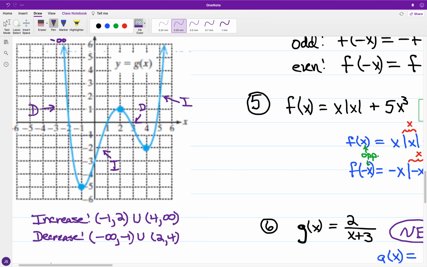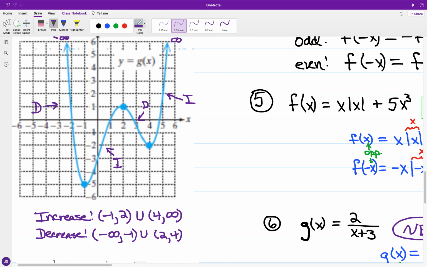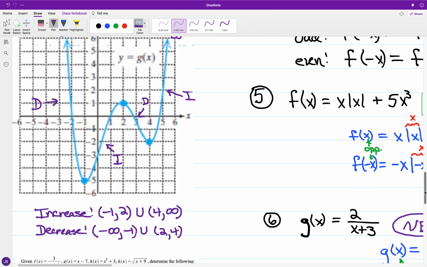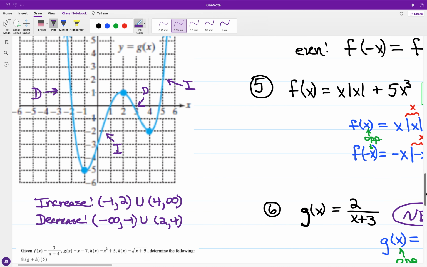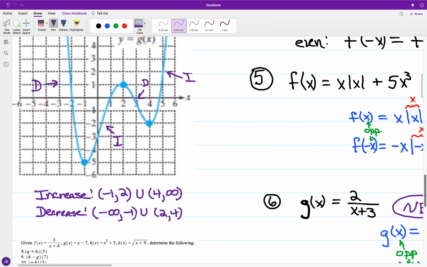Again, the increase you have between these values of x, -1 and 2, and also going past 4 and proceeding out to infinity. The decrease you have between -infinity and -1, and then between x at 2 and x at 4. And again, the parentheses are the only grouping symbols we use for increase and decrease intervals. All right.